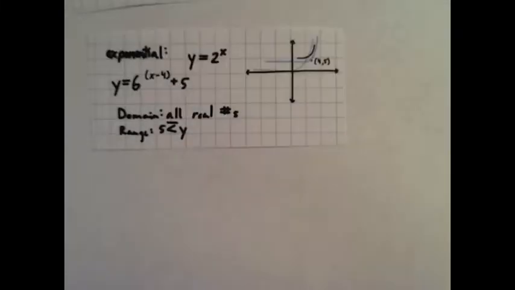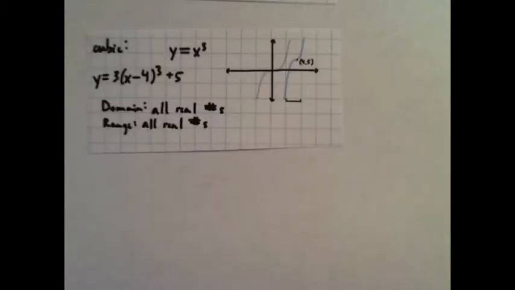The exponential equation is y = 6^(x - 4) + 5. The gray line is the original equation, y = 2^x, while the blue one is the new. The domain is all real numbers, while the range is y must be greater than or equal to 5. The cubic equation is y = 3(x - 4)^3 + 5. The original equation, y = x^3, can be seen in gray in the sketched graph, where the new one is in blue. The domain is all real numbers, and so is the range.